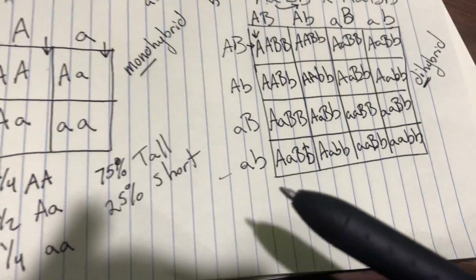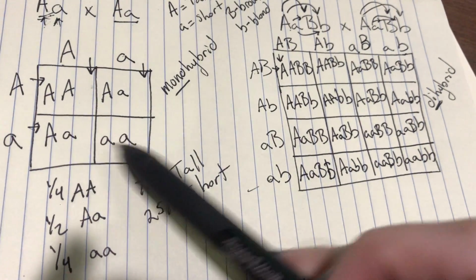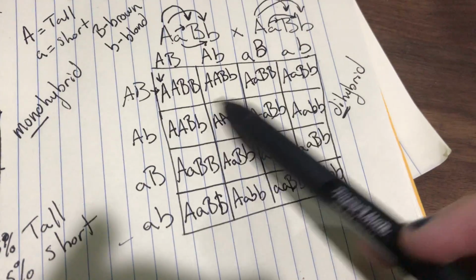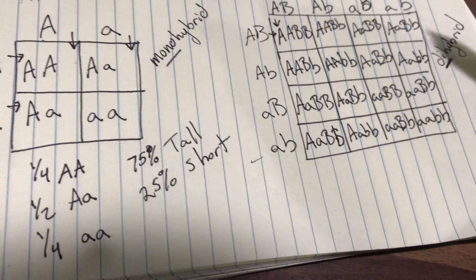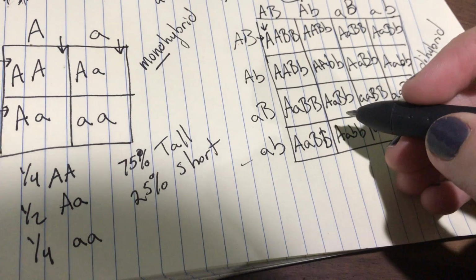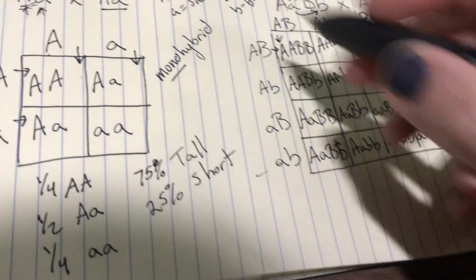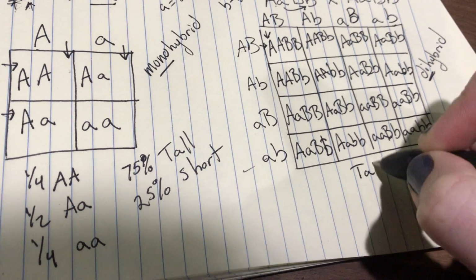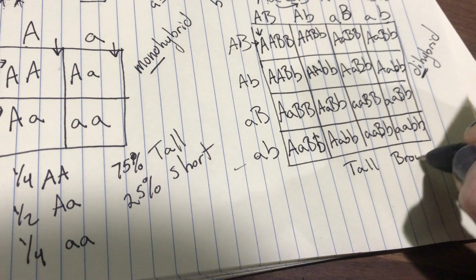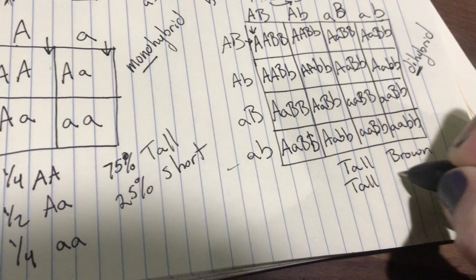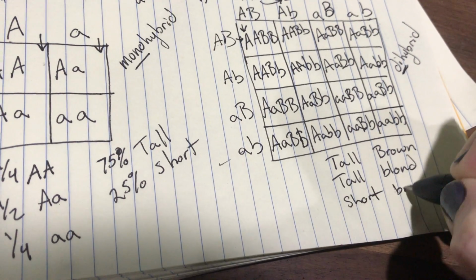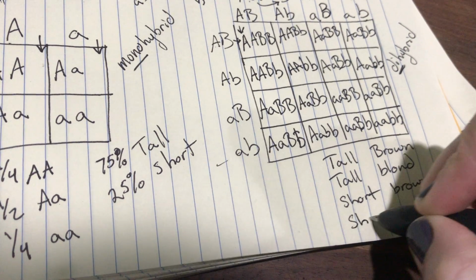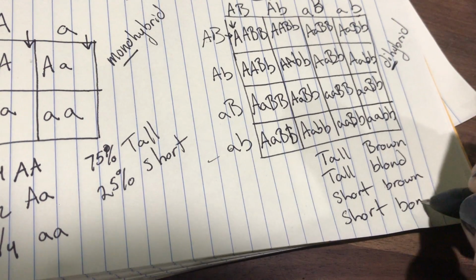Okay, so then when you find out the probability, instead of this being 1/4, 1 out of 4 squares, here we have 16 squares. So let's look at it. Our possibilities are going to be having a child that is tall with brown hair, tall with blonde hair, short with brown hair, and short with blonde hair.